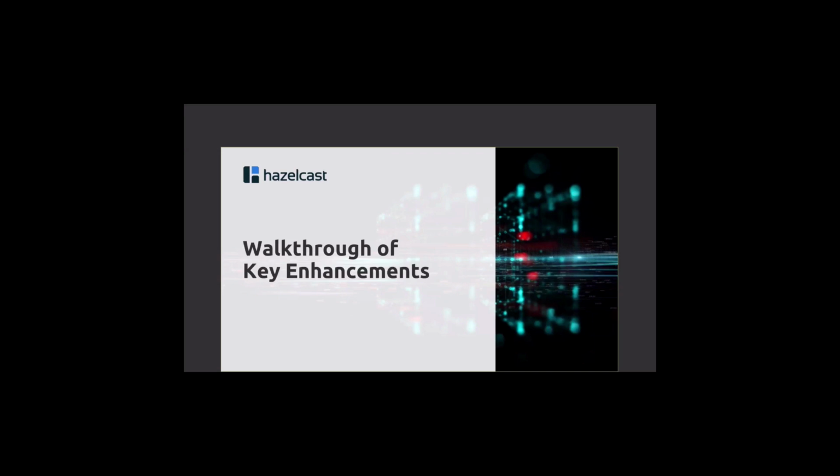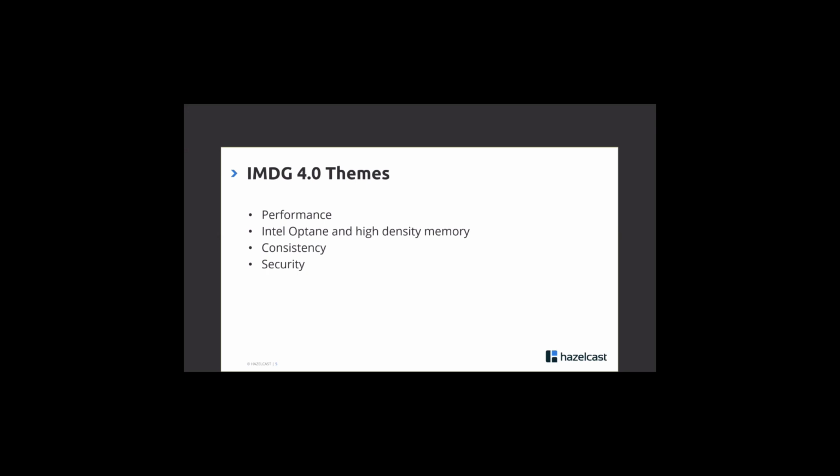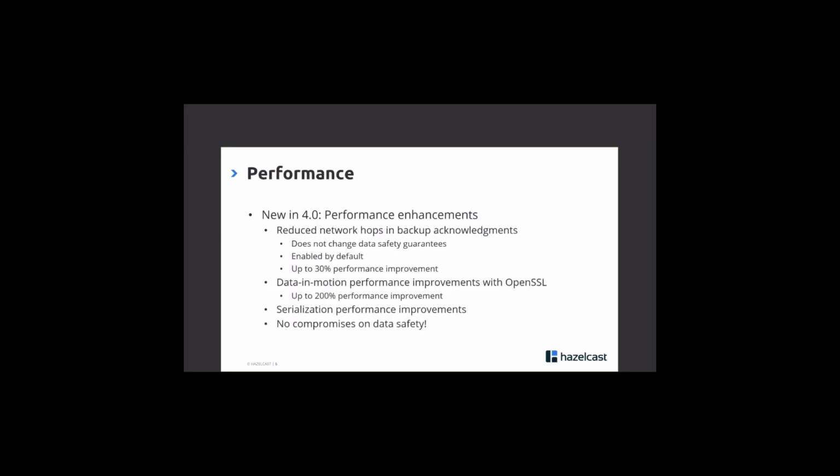Okay, so let's go ahead with a walkthrough of some of the enhancements in 4.0. The key themes with this new release are performance, the use of Intel Optane, consistency, and security. So when it comes to performance, some of the new capabilities in 4.0 were optimizations put in to give you greater throughput and lower latency in a lot of the operations in Hazelcast IMDG.